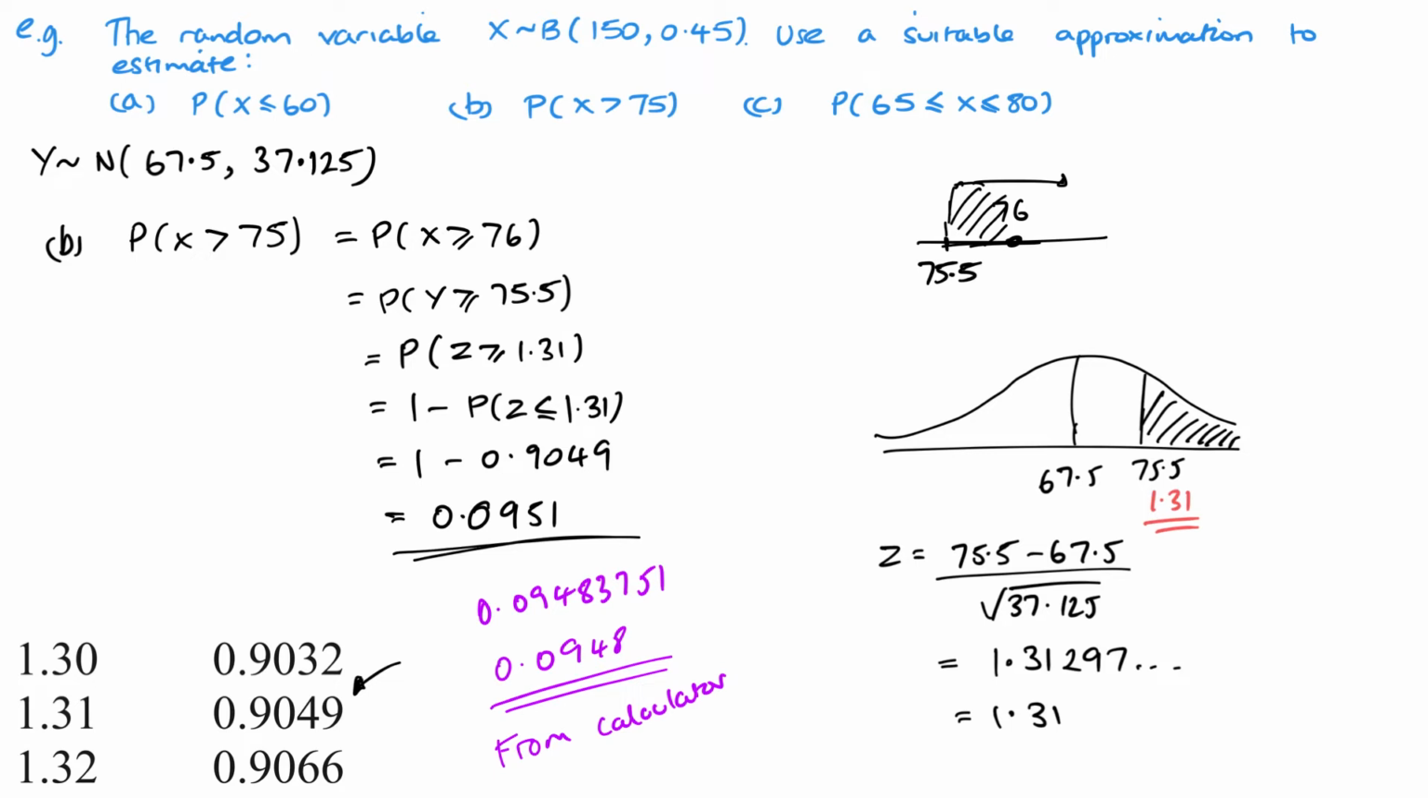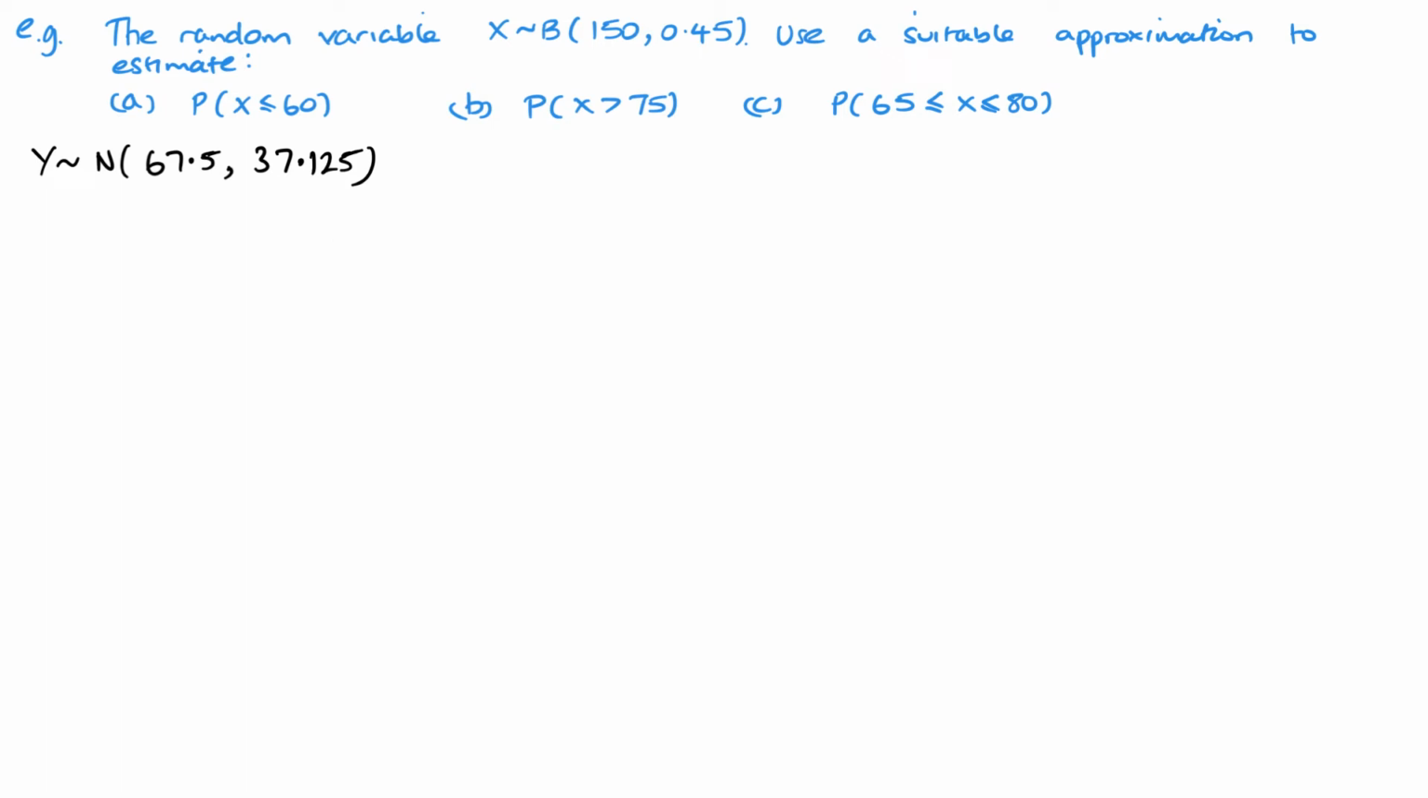Obviously, we're not expecting it to be exactly the same, certainly in every case. But again, it's a very, very close value, a perfect approximation. You have the idea now, so it should be quite straightforward for part C.